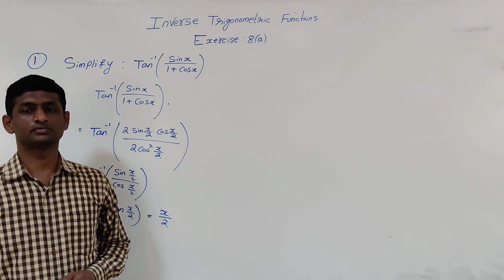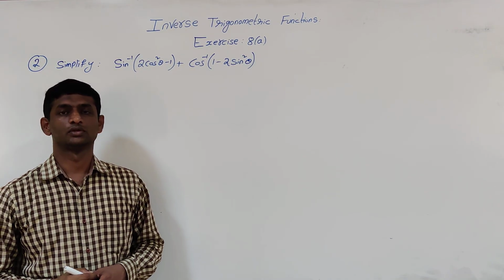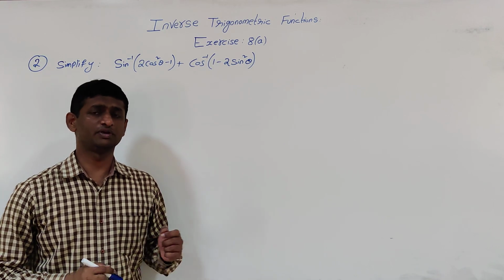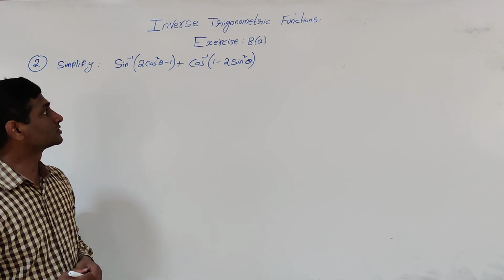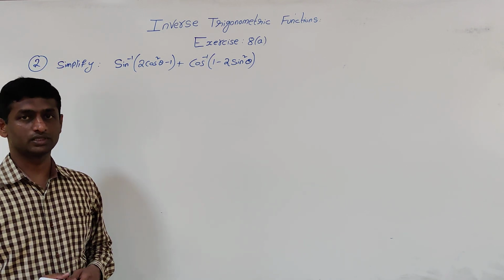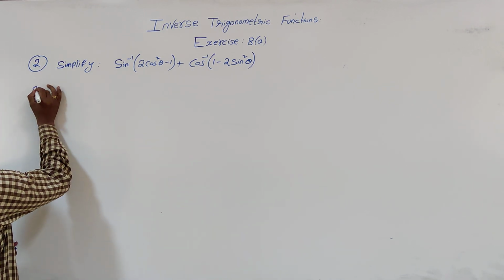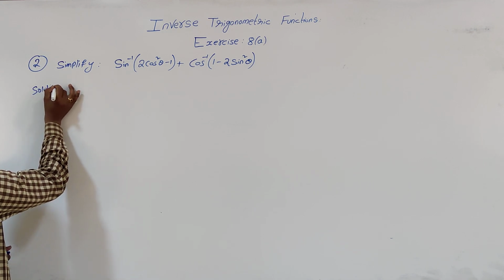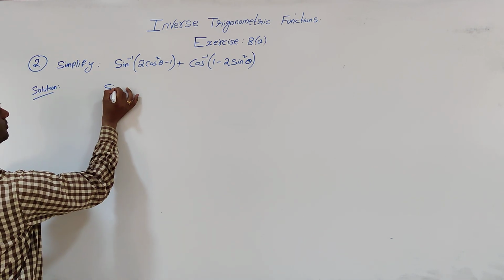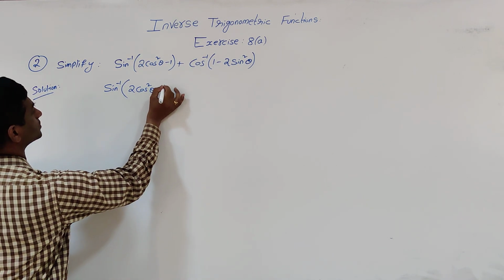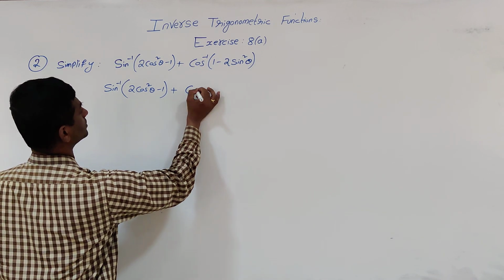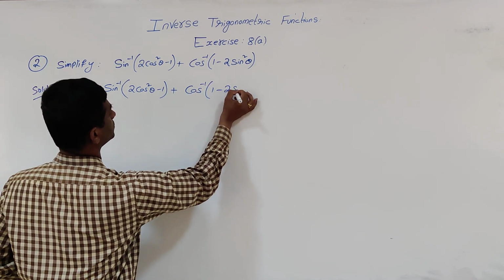Next problem. So the second problem is again simplify sin inverse of 2 cos square theta minus 1 plus cos inverse of 1 minus 2 sin square theta. So we will see the solution. So what is given is sin inverse of 2 cos square theta minus 1 plus cos inverse of 1 minus 2 sin square theta.